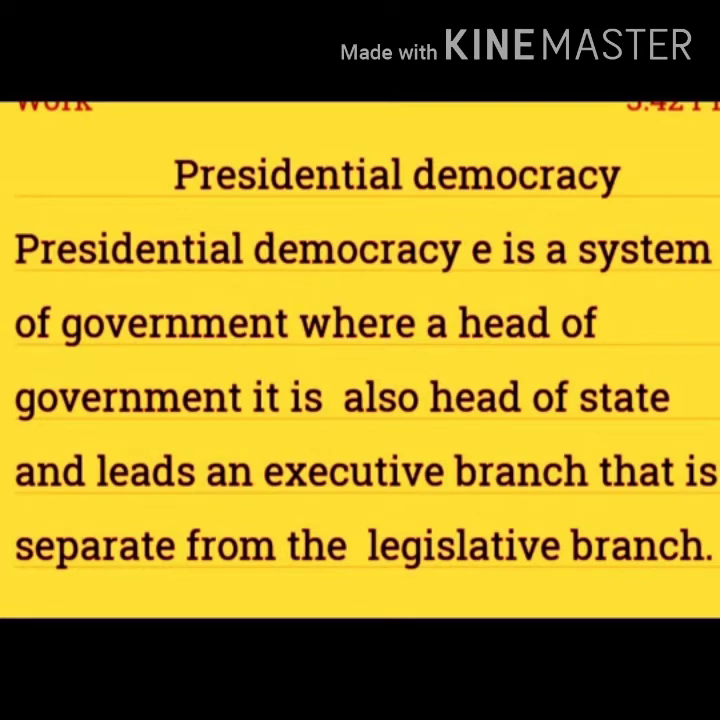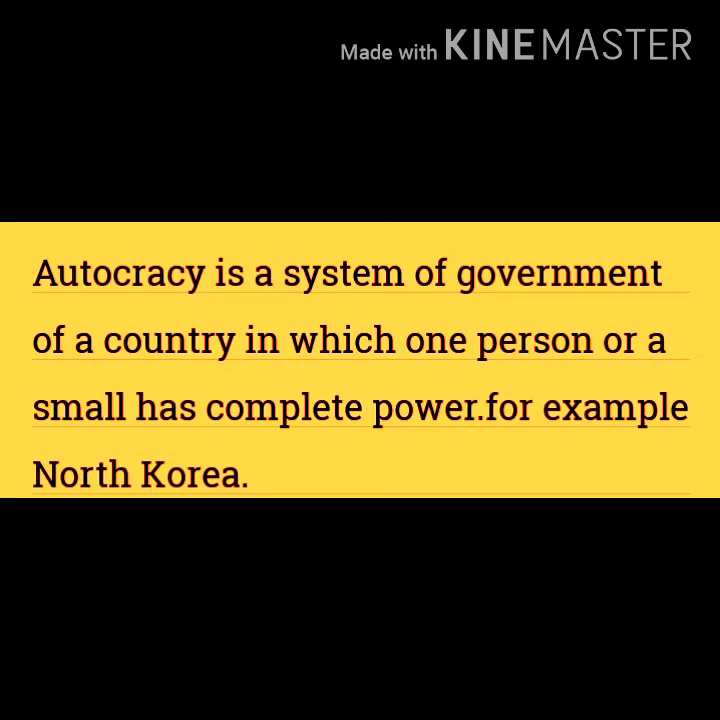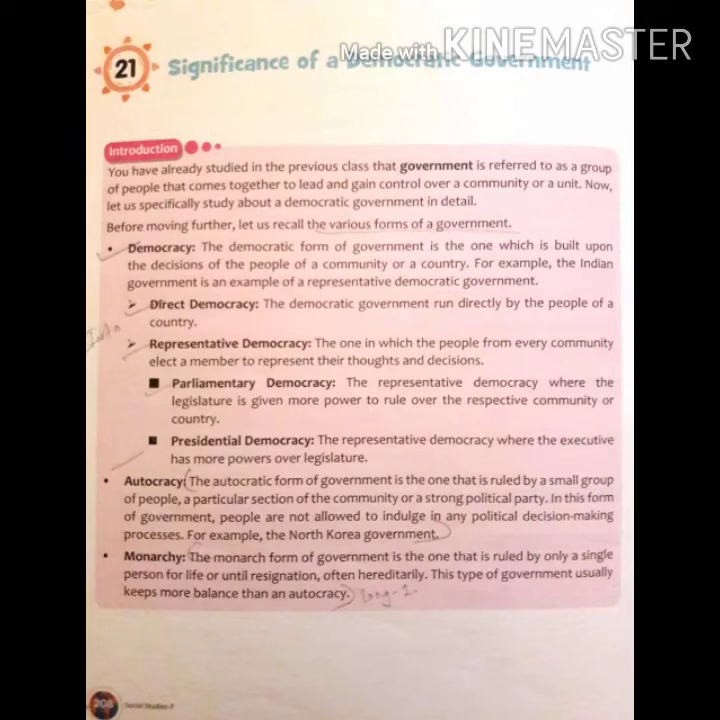Now we'll continue with the next type of government. I've told you there are three types of government. The first one is democracy, the next one is autocracy. So students, let's come to know what is autocracy. A simple definition of autocracy is a system of government of a country in which one person has complete power, or government by a single person or a small group that has unlimited power or authority. And in an autocracy, people are not allowed to be involved in any of the political decisions.